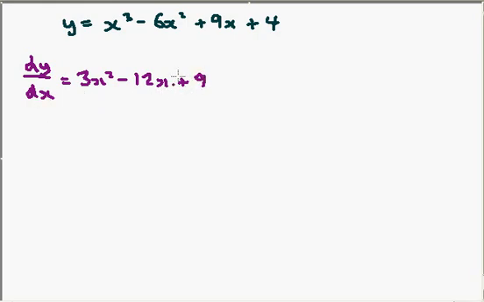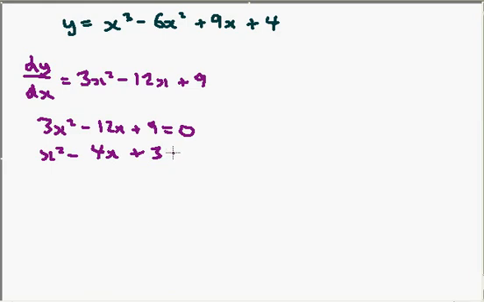Okay, so stationary points occur when this derivative is equal to 0. So I set it equal to 0. Now, to make my life a little bit easier, I'm going to divide through by 3. So I get x squared, take away 4x, plus 3 is equal to 0, and you should be able to see that easily factorizes into x minus 3, x minus 1. So stationary points occur when x is 3 and when x is 1.